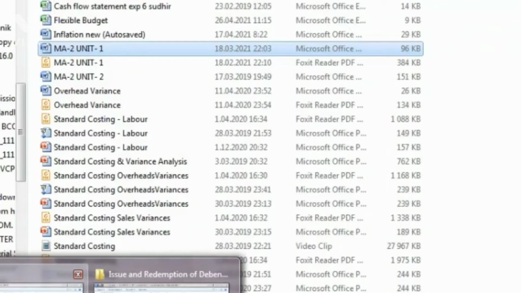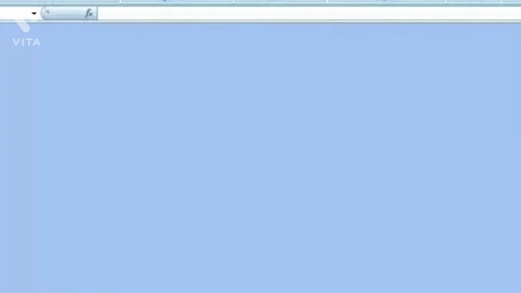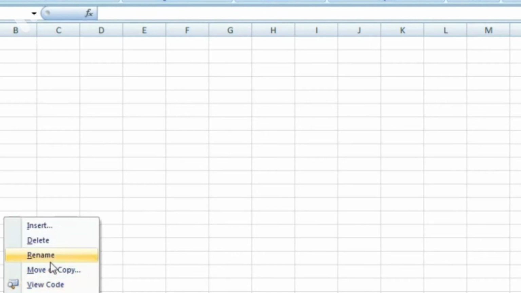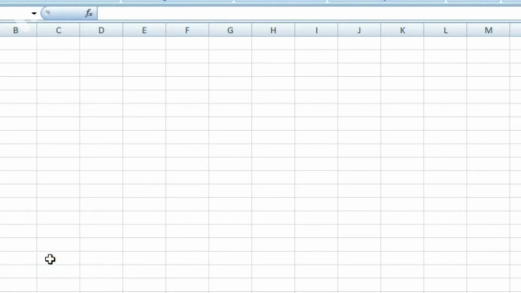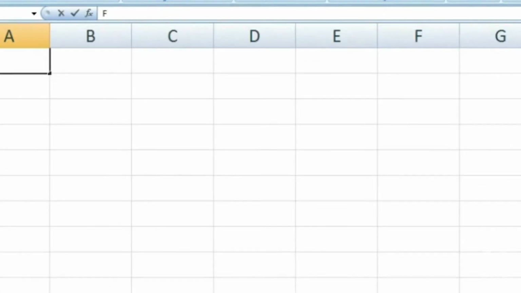So I just open one Excel sheet, right? It is very easy to calculate this example in an Excel sheet. That's why I'm calculating in Excel. Yeah, this is now example 1. We are required to prepare a flexible budget, so I just gave the title here: flexible budget.